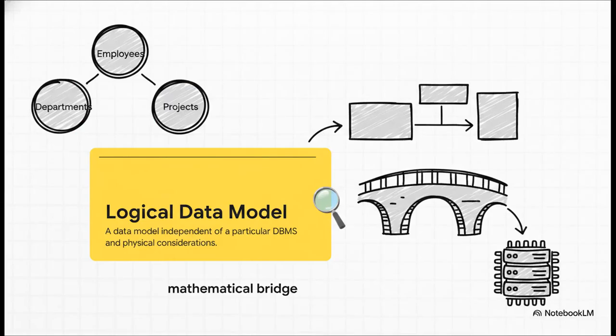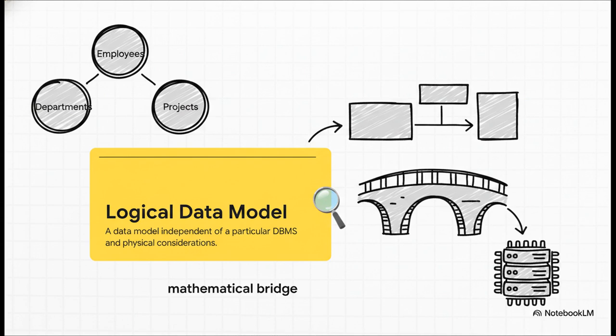So what exactly are we building here? Well, a logical data model is essentially a model of the data used in an enterprise based on a specific data model, in our case, the relational model. But the absolute crucial thing to remember is that it remains completely independent of any particular database management system.